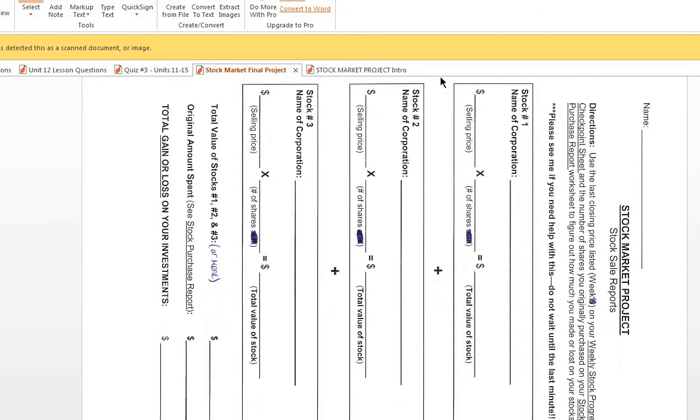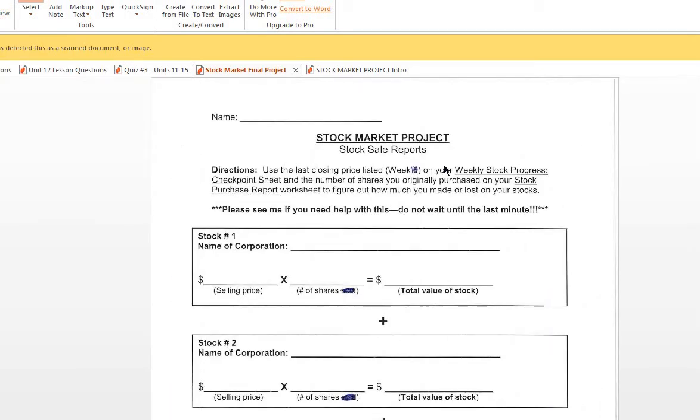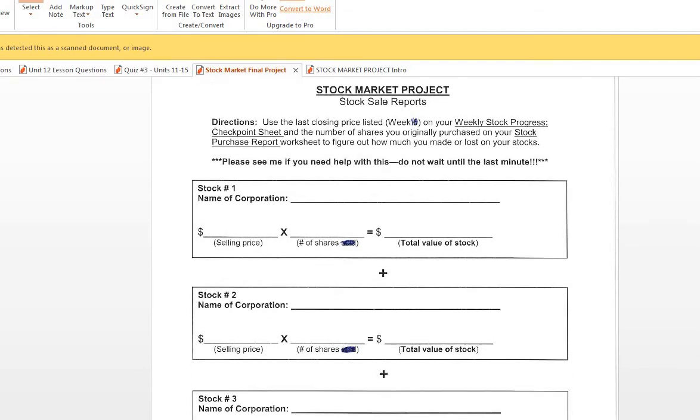So the next real thing here, rotate this back around, is the stock sale report. Sale is when you sell your stock, so somebody else wants to buy your stock for what you're selling it for. What you're going to do is use the last closing price listed in week 4 of your weekly stock progress that I just showed you how to fill out, and you'll put that selling price right here, because that's the last known price that you were able to check it on. And don't forget to put the name of the stock you're talking about.